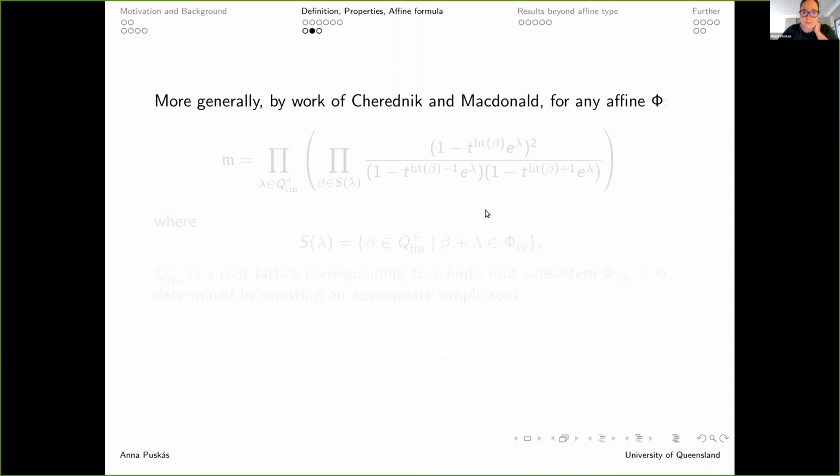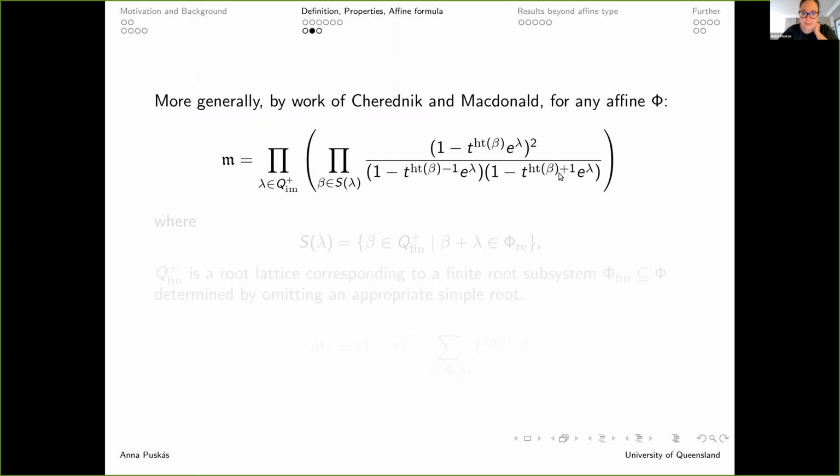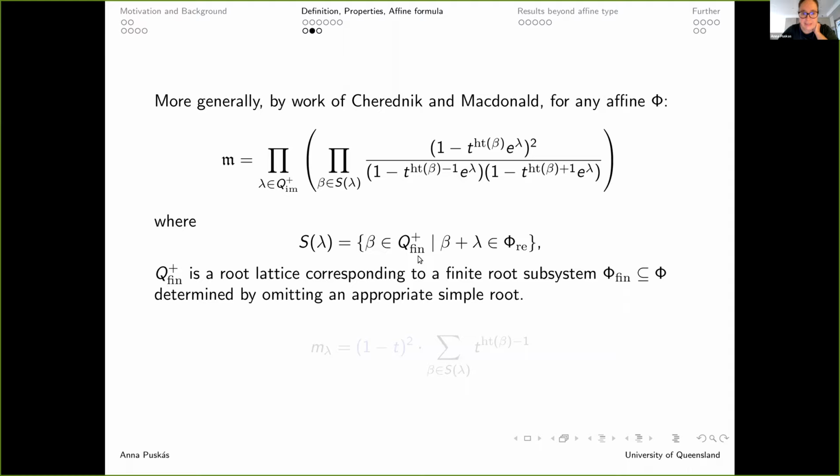So by work of Cherednik and Macdonald, for any affine type, M can be written in this shape. Again, we have something squared on the top, and then off by one factors with multiplicity one in the bottom. And this product is over a set that shows you how to translate an imaginary root to a real root, kind of what finite roots you can use to translate an imaginary root to real roots. Here, this finite root lattice has to be chosen inside your affine root lattice by omitting an appropriate simple root, which is not always the one you expect, but almost always the one you expect. But it's a specific one.